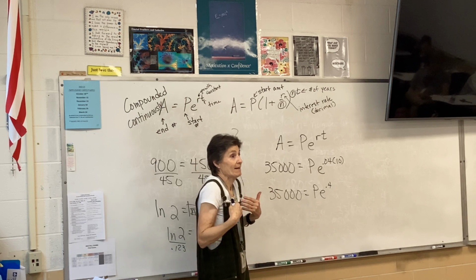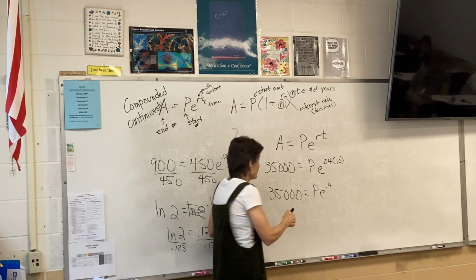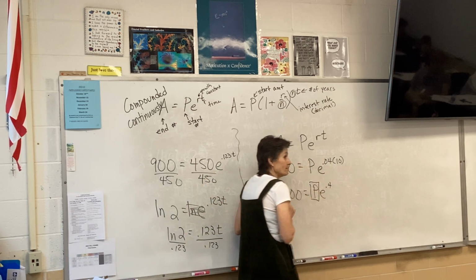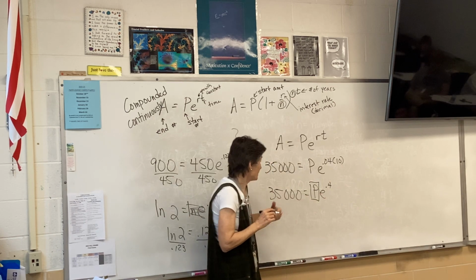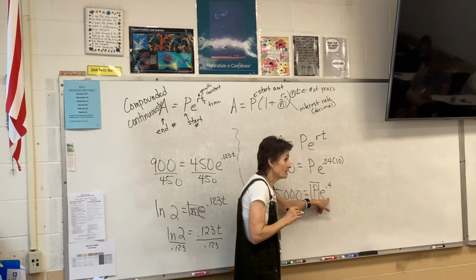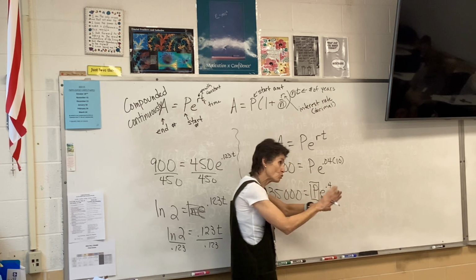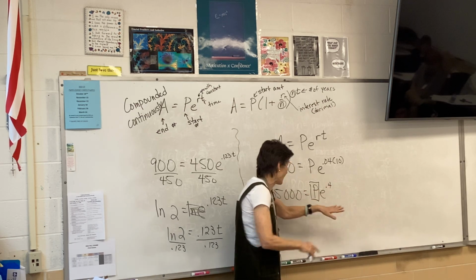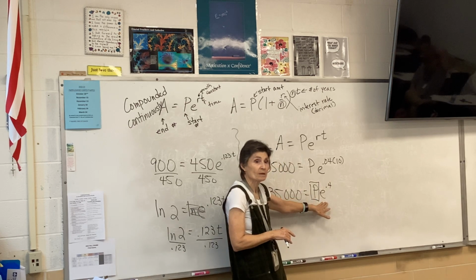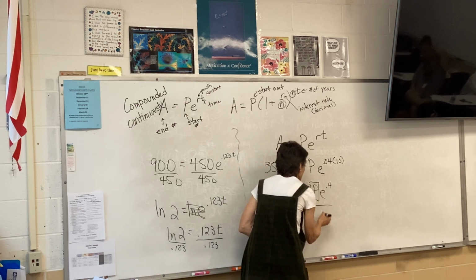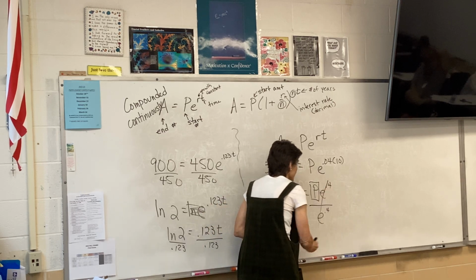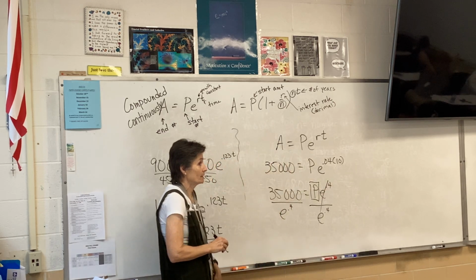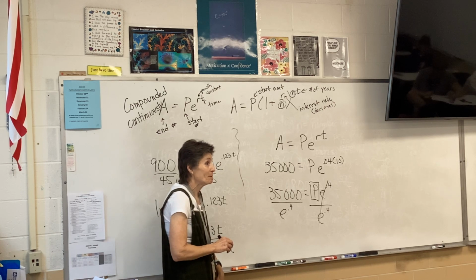What am I trying to get by itself? I'm trying to get this guy by itself, right? So I need to get rid of this. Well, how am I going to do that? Your choices are add, subtract, multiply, and divide. How are you going to get rid of this? You're going to divide both sides by e to the 0.4. That'll cancel that out, and it'll leave you with p.